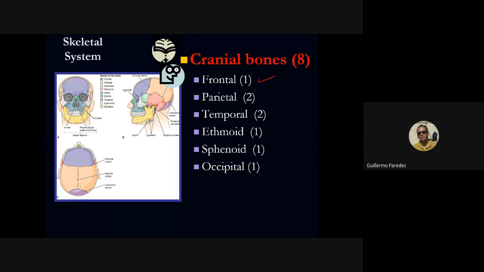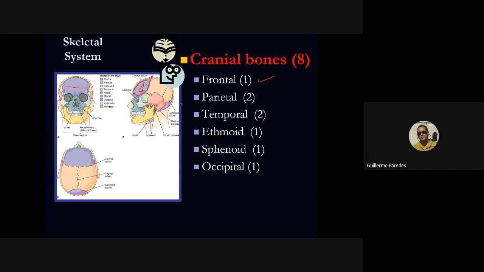But here, please, I want you to pay attention to this. Many people think the frontal bone is up to here. No. It's going to be all the way up, almost to the upper portion of the head. So that is the frontal bone. How many frontal bones do we have? One. Now let's go to the occipital bone here.